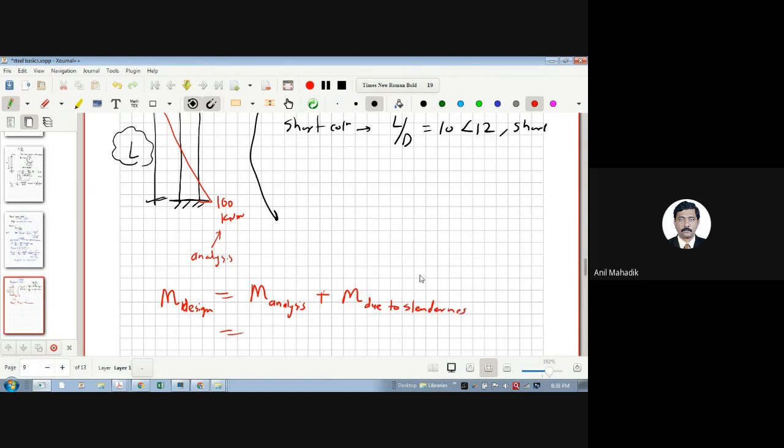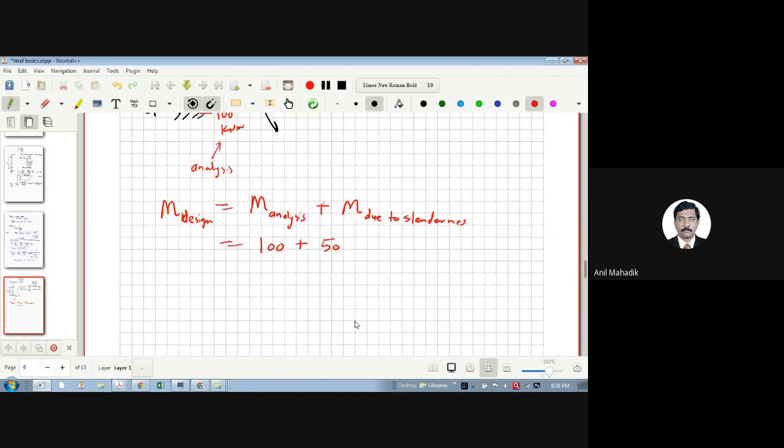So it depends. If the slenderness is more, then M due to slenderness will be more. Let's say analysis moment is 100, and if the slenderness moment comes out to be, let's say, 50, we will design the column section for 150 kilonewton meter. Even though analysis is 100 only, we take additional moment due to slenderness. So thus we are taking care of the design of long columns or slender columns.